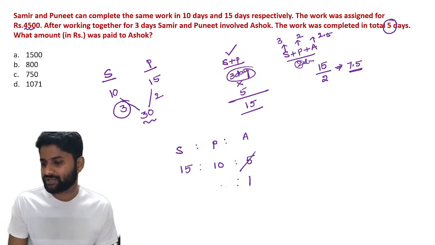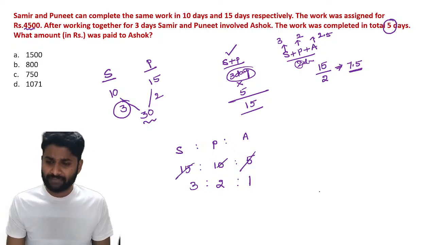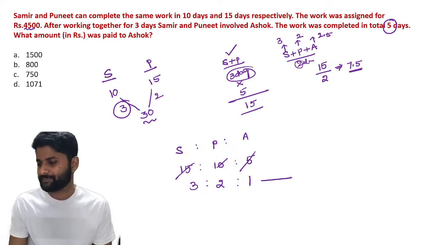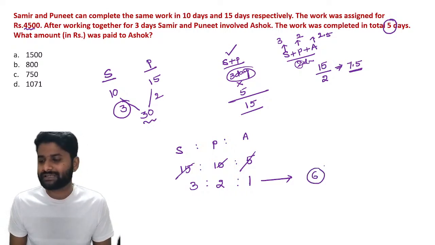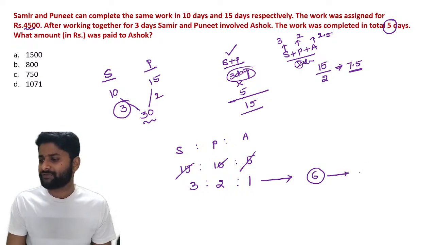Here the ratio is 3 is to 2 is to 1. So we got their efficiency. So you know that efficiency is directly proportional to the amount. It means in this ratio you should understand that the total amount is 6 units. How did you get 6 units? It means 3 plus 2 plus 1. If total amount is 6 units, we have to pay 3 units for Samir, 2 units for Puneet, 1 unit for Ashok. But we have 4,500.